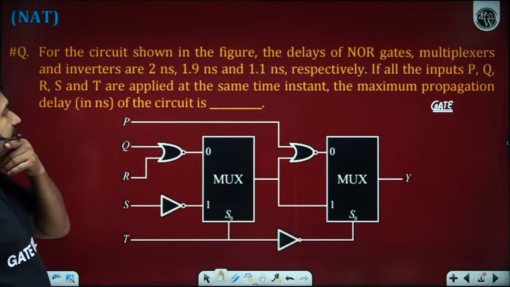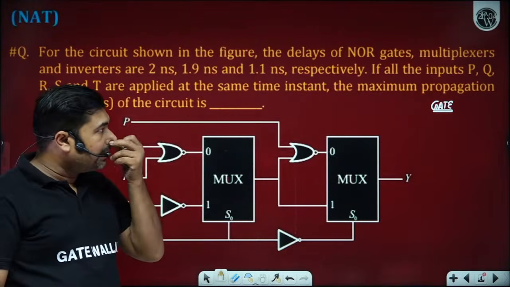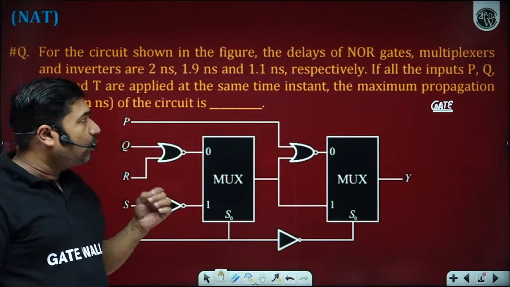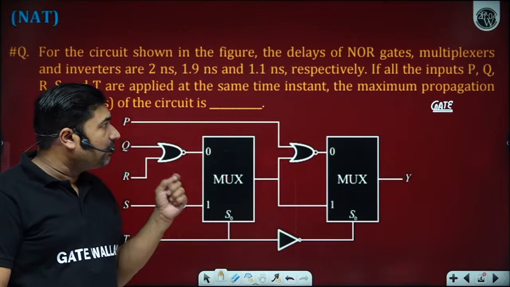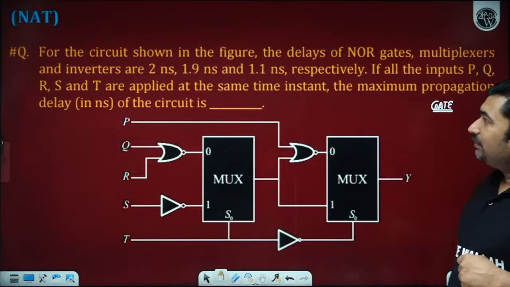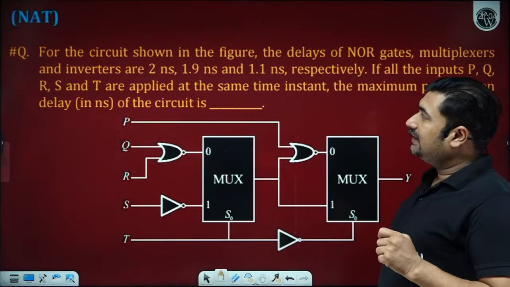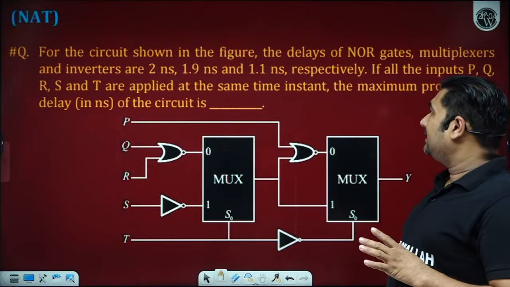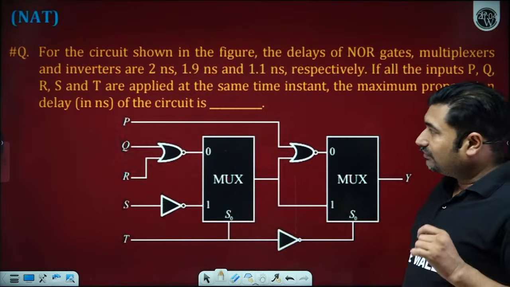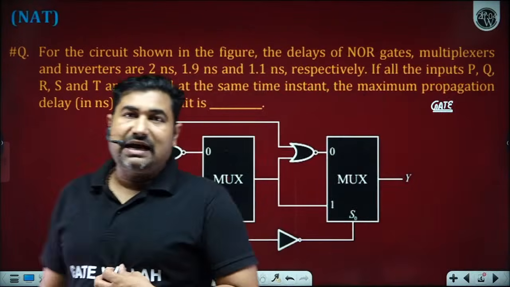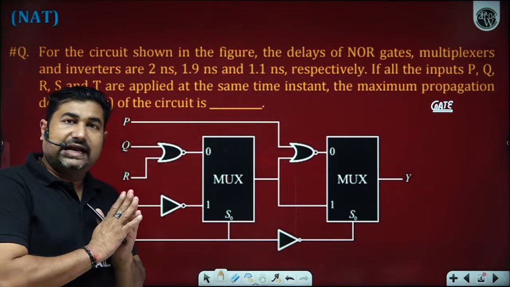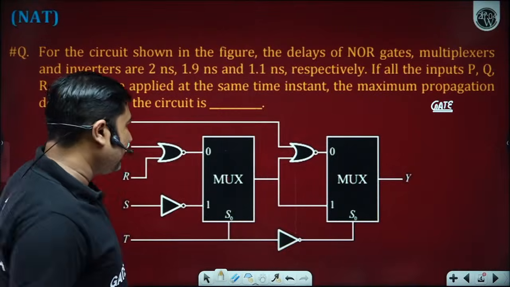For the circuit shown in the figure, the delays for the NOR gate, multiplexers and inverters are 2 nanosecond, 1.9 nanosecond and 1.1 nanosecond respectively. If all the inputs P, Q, R, S, T are applied at the same time instant, the maximum propagation delay in nanosecond of the circuit is. You have to identify the maximum delay in nanosecond. All the inputs are going to be applied at the same time.